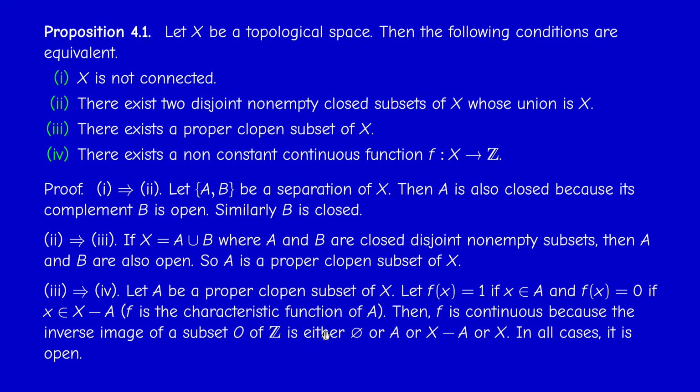So prove that, actually. It's a good exercise. So therefore, it's continuous according to our definition, and clearly it's not constant because it takes two values. So in the four cases the sets are the empty set, A, the complement of A, and X, which are of course open. So the inverse image of an open set of Z is an open set of X. So this concludes 3 implies 4. Now 4 implies 1.